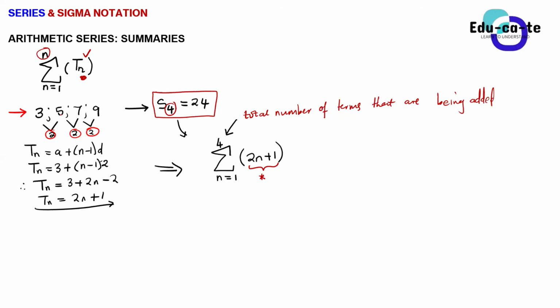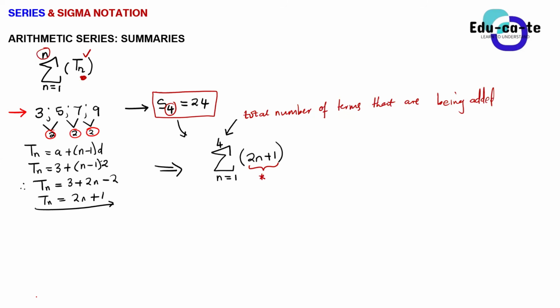If you manually add these terms, the sum of the 4 terms is 3 plus 5 plus 7 plus 9. You are making it a series. And 3 plus 5 plus 7 plus 9 gives you 24. That's you calculating it manually. But how do you represent that using the sigma notation?